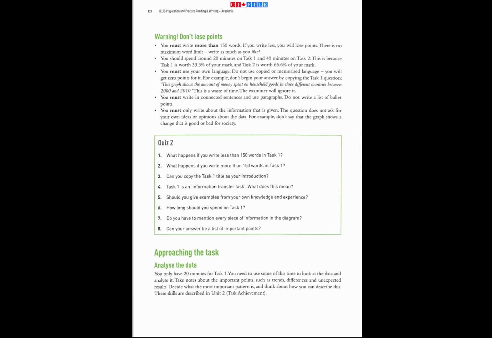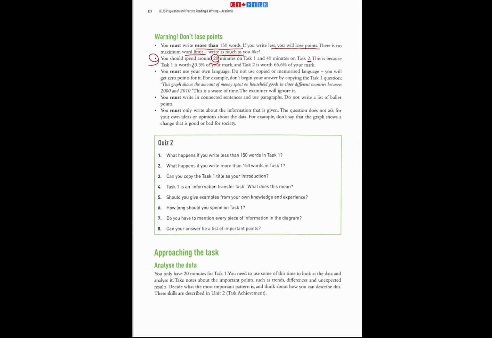Warning: don't lose points. You must write more than 150 words. If you write less, you will lose points. There is no maximum word limit. Write as much as you like. You should spend around 20 minutes on task 1 and 40 minutes on task 2.